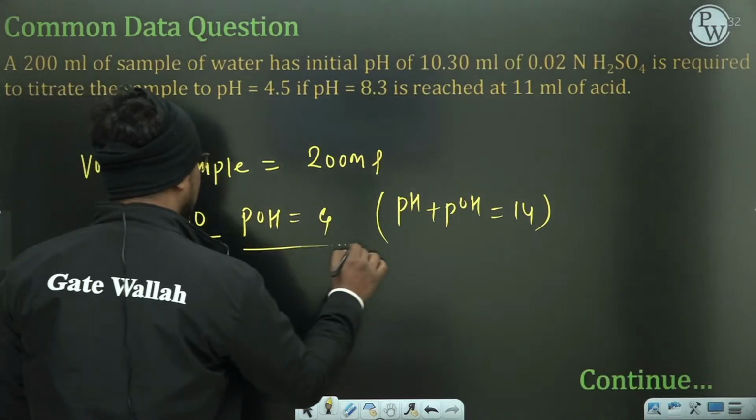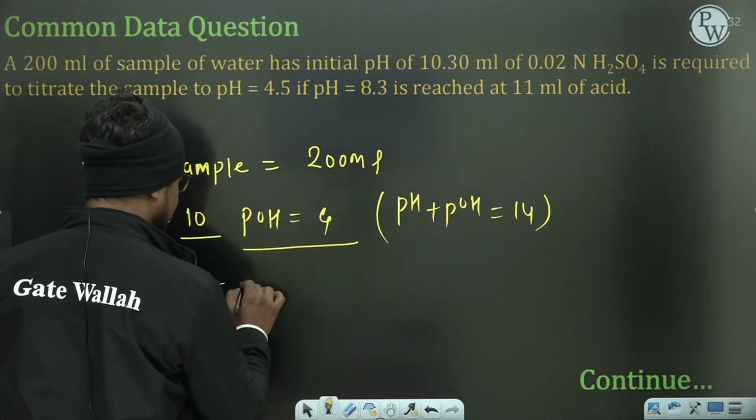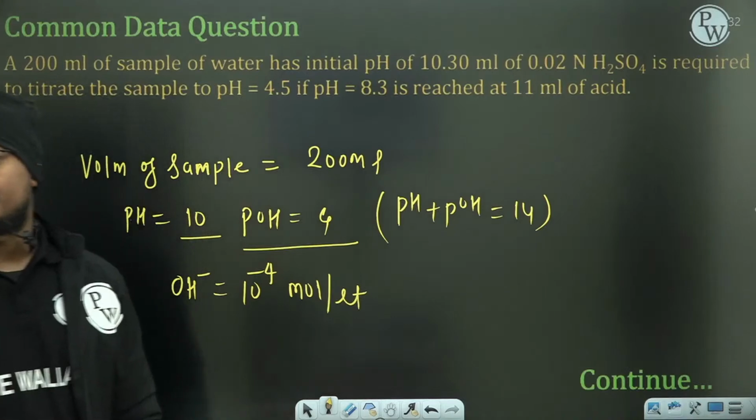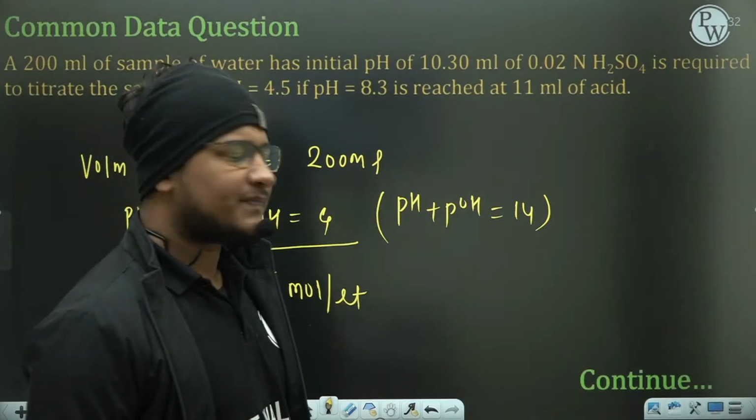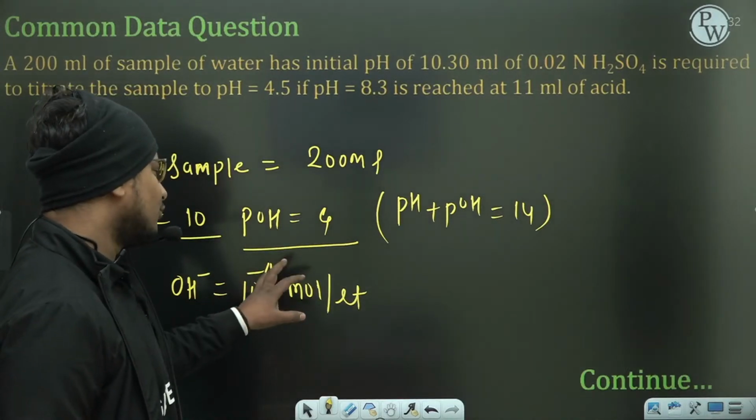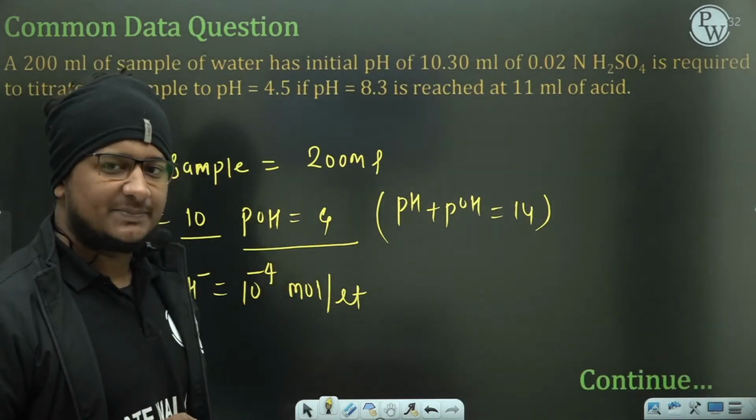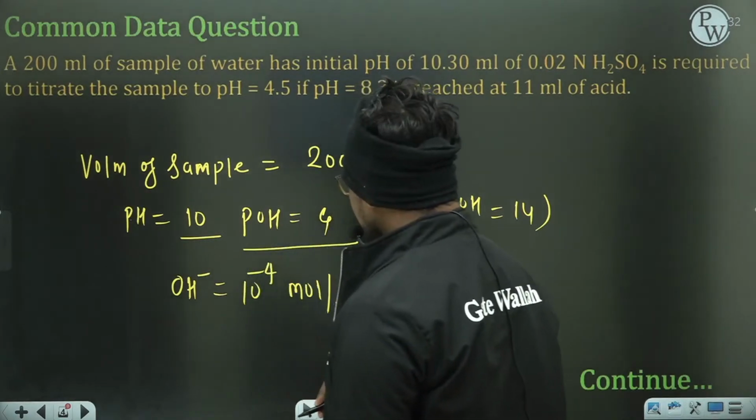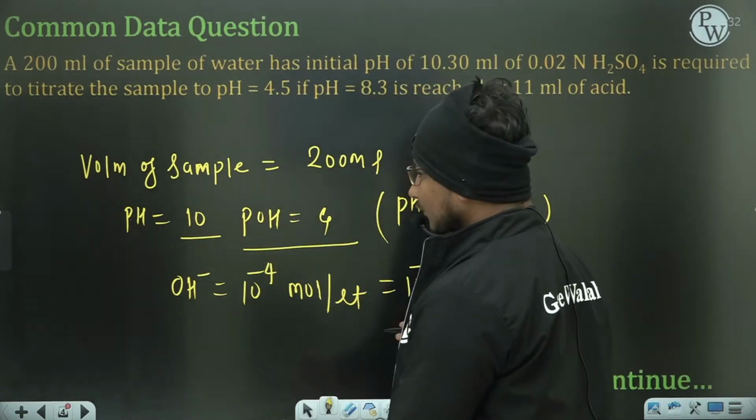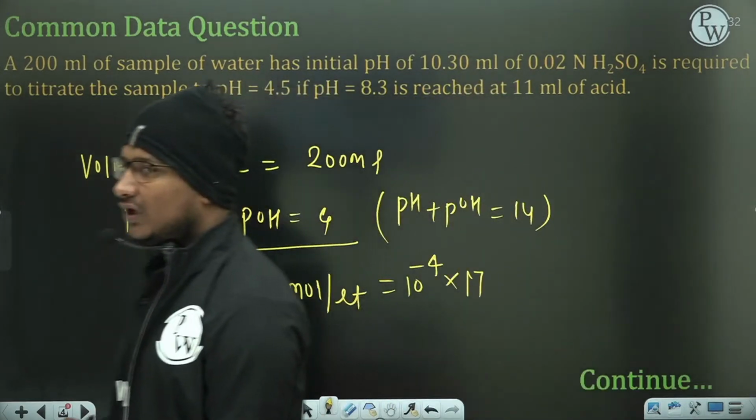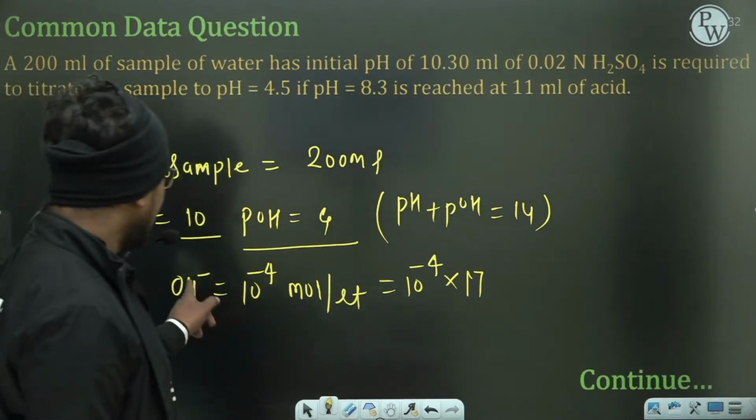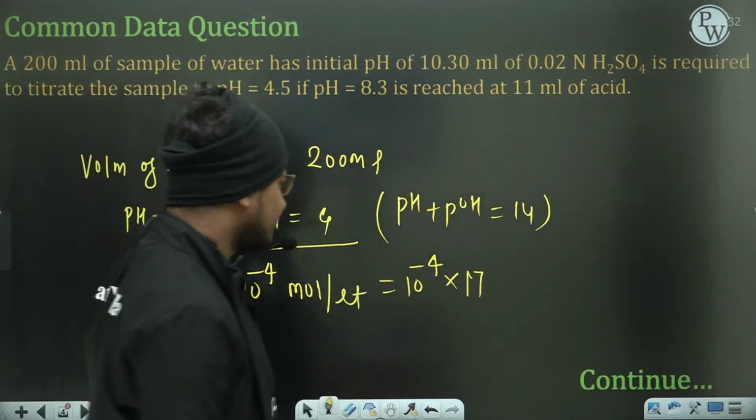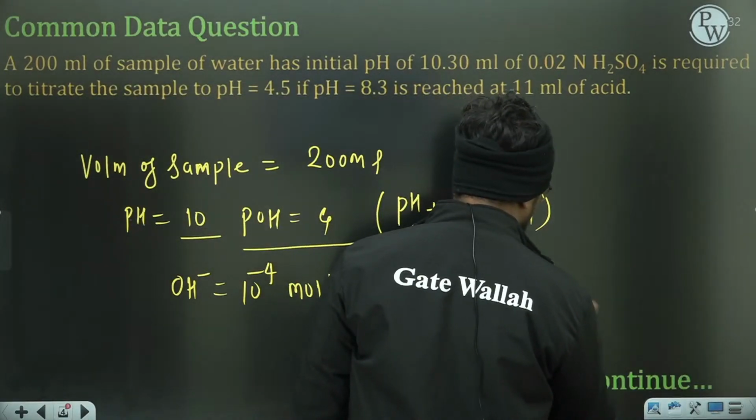Now if pOH is 4, what will be the OH minus concentration? 10 to the power minus 4 mole per liter. Is it clear? Once you have OH minus concentration in mole per liter, you can convert that into milligram per liter. Simply multiply 10 to the power minus 4 mole per liter by 17, since 1 mole of OH is 17 gram (16 plus 1). Now it is in gram per liter. We want milligram per liter, so multiply by 1000.